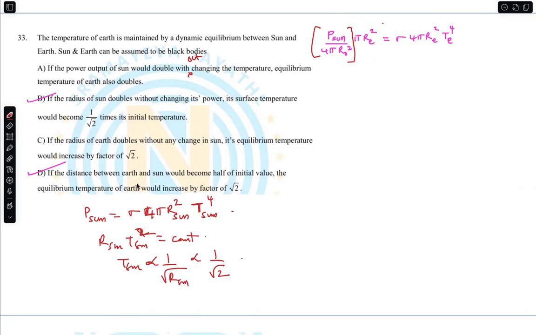Nothing happens. If the distance between the earth and sun would become half of the original value, the equilibrium temperature of the earth would increase. Yes. Now T E to the power 4 is proportional to 1 by R naught square. So T E is proportional to 1 by root R naught. So obviously, if the distance is halved, T E becomes root 2 times the previous value.